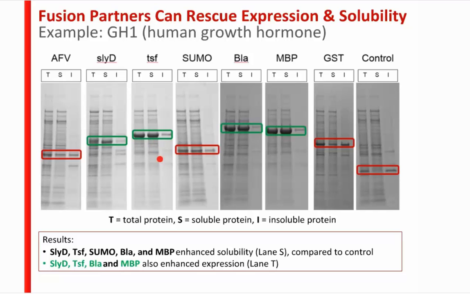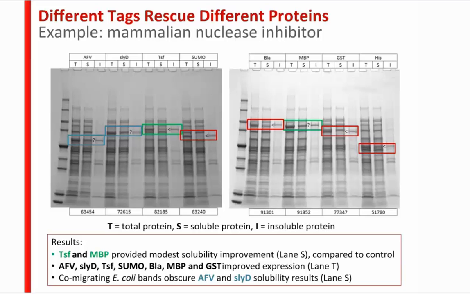Now in our next example, this looks a little different because it's a different protein. And different tags tend to rescue different proteins. This is something we found consistently throughout the work that we've done here. In this example, fewer tags were successful at all as well. So the fusions in green were able to help both solubility and expression, but it's not as dramatic an effect as you saw in the previous gel. And the tags in red helped either solubility or expression, but not both.